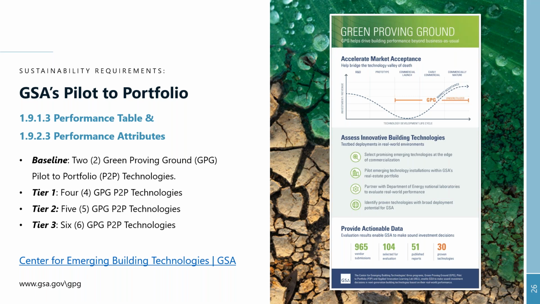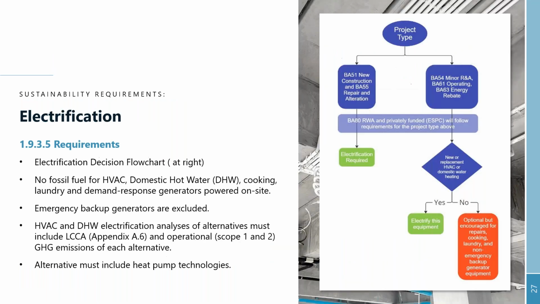What they've done is increase the number of these technologies that they want to see in their projects. So now the baseline is a minimum of 2 Green Proving Ground or pilot to portfolio technologies. At the Tier 1 level, it's 4, Tier 2 is 5, and then Tier 3 is 6. And again, there is a lot to choose from, so I think it's a pretty easy ask, but definitely tap that resource to identify applicable strategies for your project.